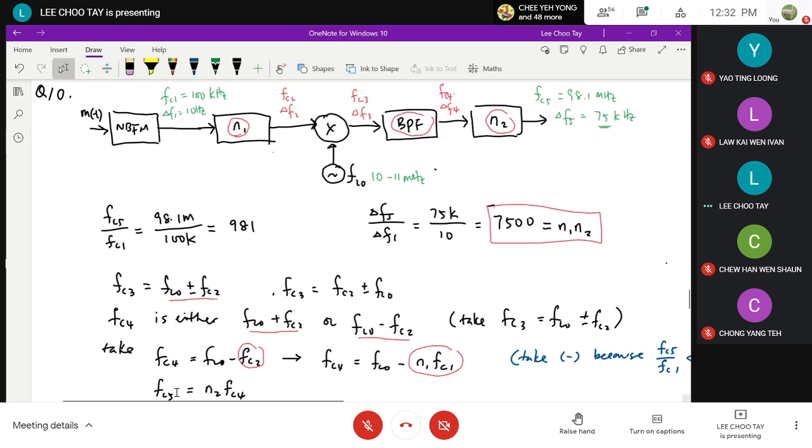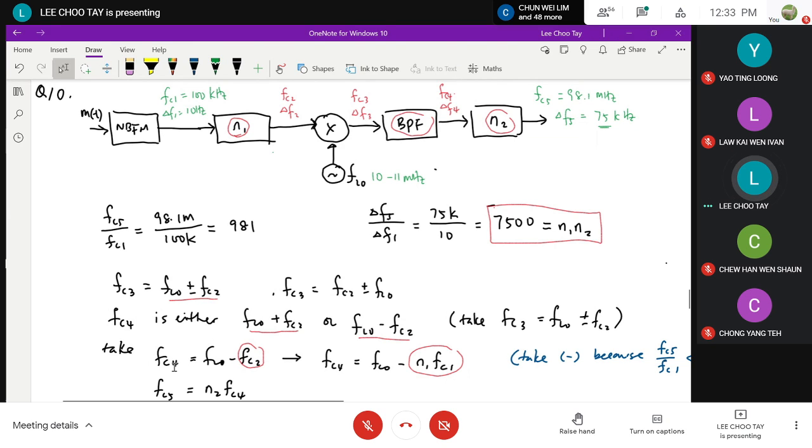You may ask, here I say FC3, but why here I put FC4? FC4 again is either one of these four frequencies, because we pass the result of the mixer into a bandpass filter. We just want to select one frequency. So FC4 can be any one of these four frequencies.